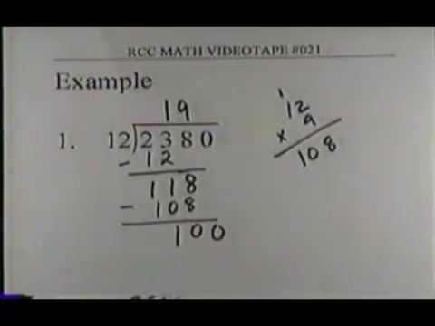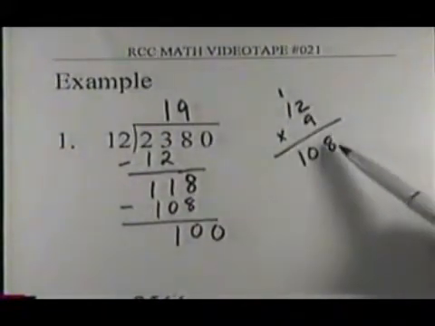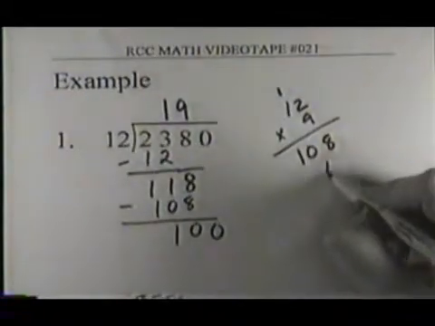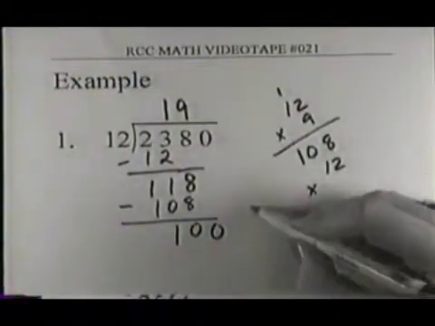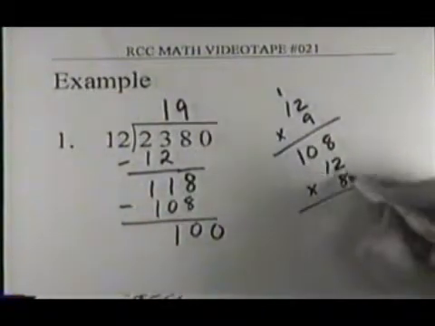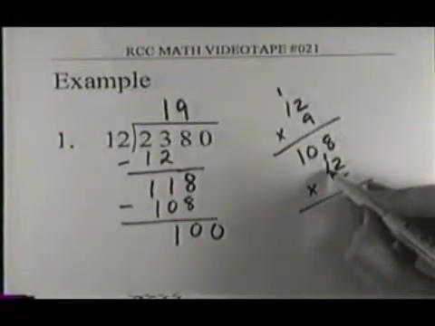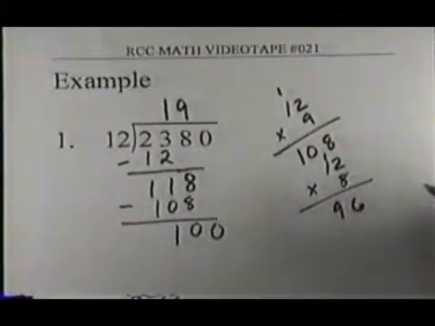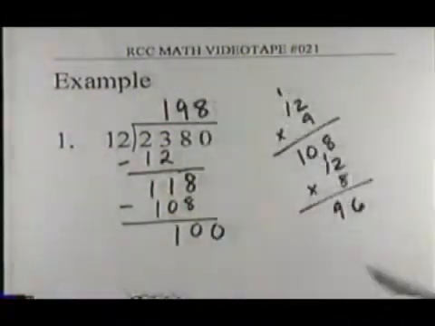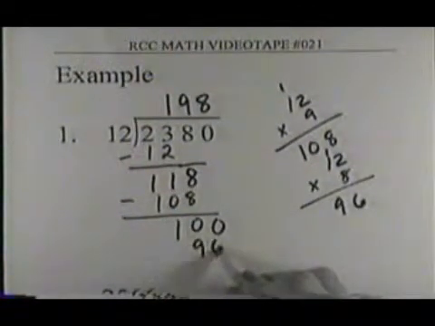Now we need to figure out how many times 12 will go into 100. Okay, well we just did the calculation over here that 12 times 9 was 108. Let's see about 12 times 8 then, because that's just a little bit less. 100 is just a little less than that. Okay, so 12 times 8. 8 times 2 is 16, carry the 1. 1 times 8 is 8 plus 1 is 9, 96. Okay, so this will go 8 times. And 8 times 12 is 96.